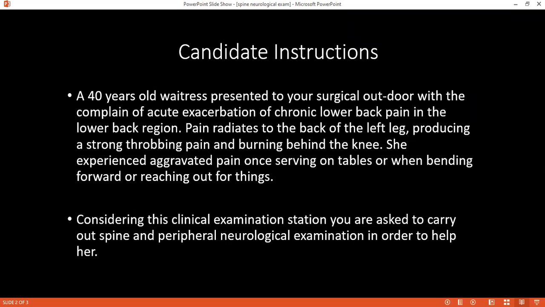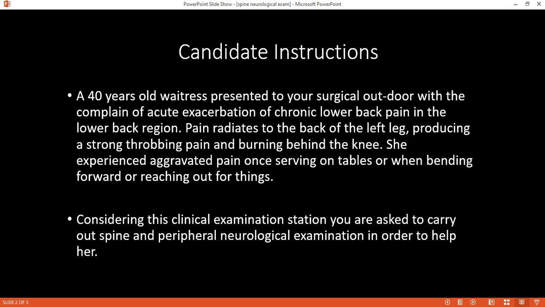The modified Schober test is negative, but when I do the straight leg raise, it is positive with a positive bowstring sign. I did not do the neurological examination, but I think some neurological deficit will be present there.